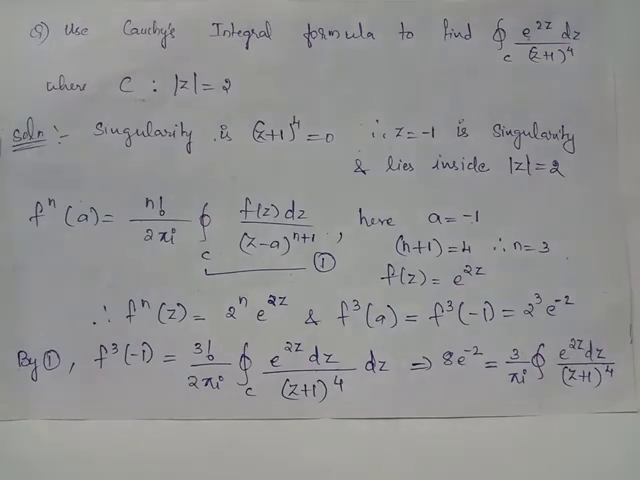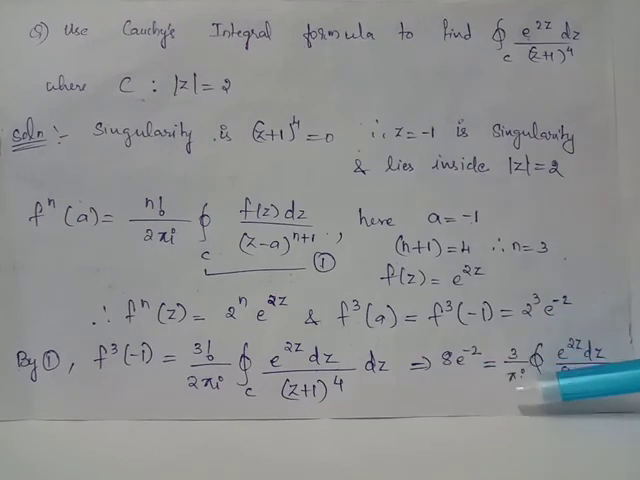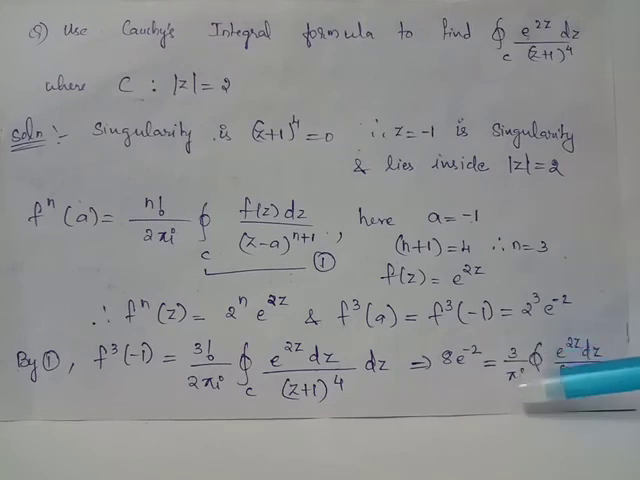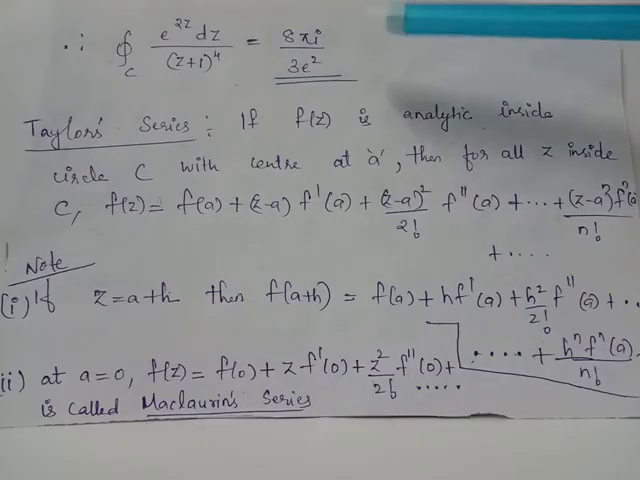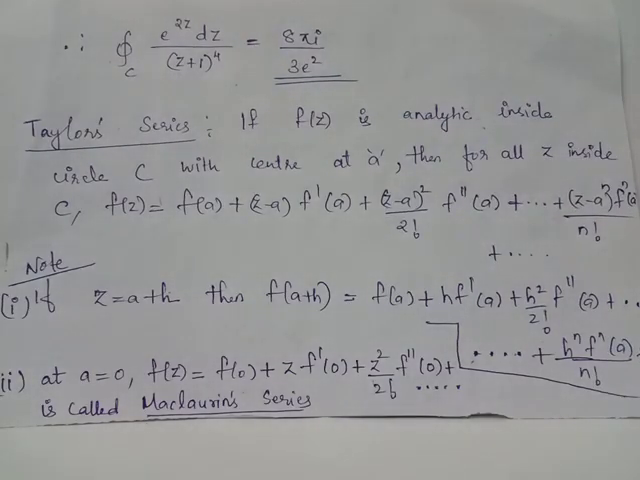We are asked to find the value of the integral over C of e raised to 2z dz upon (z plus 1) the whole raised to 4, which will be 8 e raised to negative 2 into pi i upon 3. By just taking the reciprocal of this quantity and multiplying it to the LHS, you obtain the desired value of the integral. You can also write it as the integral over C of e raised to 2z dz upon (z plus 1) the whole raised to 4 equals 8 pi i upon 3 e square.